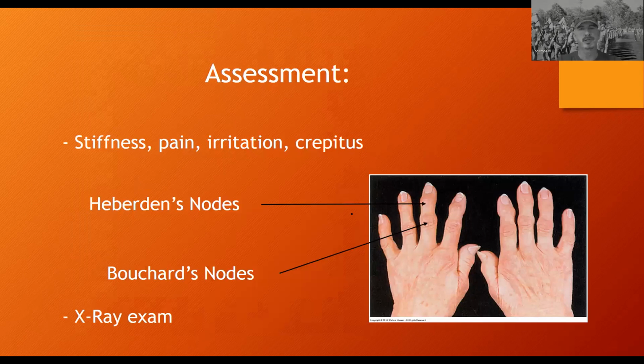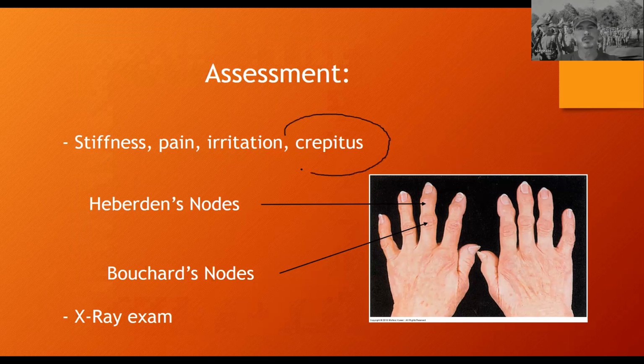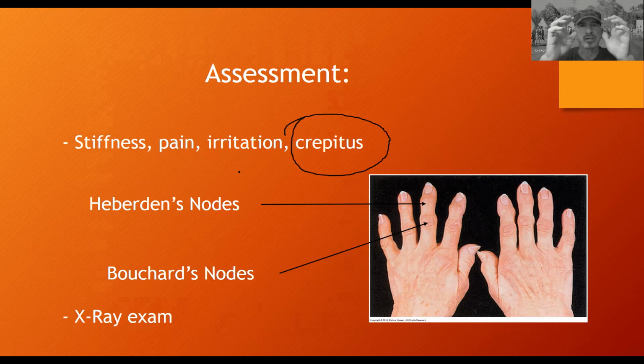Basically, you're just wearing your joint out. Assessment: stiffness, pain, irritation, crepitus. Everybody know what crepitus is? If you don't, the next time we have lab, I'll let you listen to my knee. Boy, it sounds like a bowl of Rice Krispies. When the joint wears out, you'll hear it go crack, crack, crunch, crunch, crack, crack. That's called crepitus.